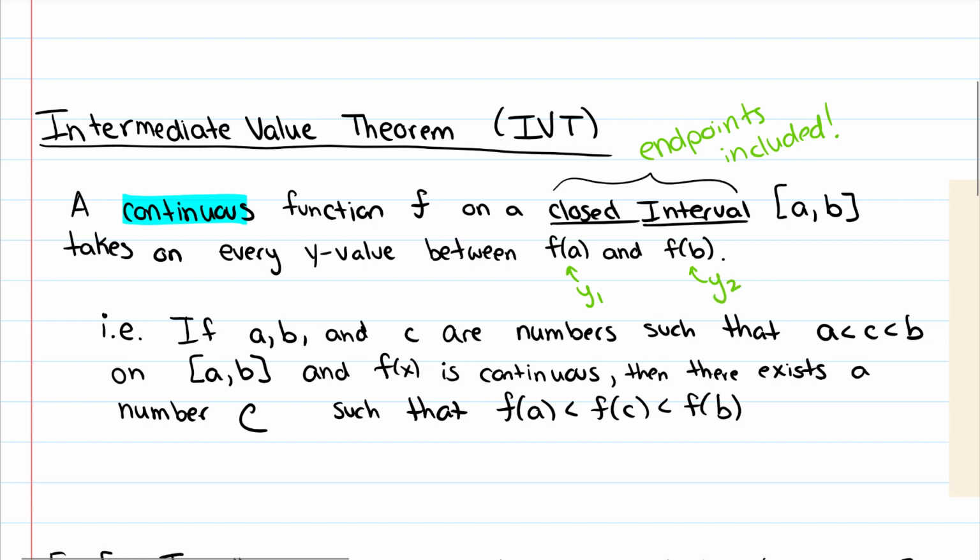So an example of this is if a and b and c are numbers such that a is less than c, which is less than b, just means that c is between a and b, on the interval a to b, and f of x is a continuous function, then there exists a number c, so the number in between a and b, such that f of a is less than f of c, which is less than f of b. This just means that the output of c is in between the outputs of b and a. So what makes this a little more clear is if we look at a graph.